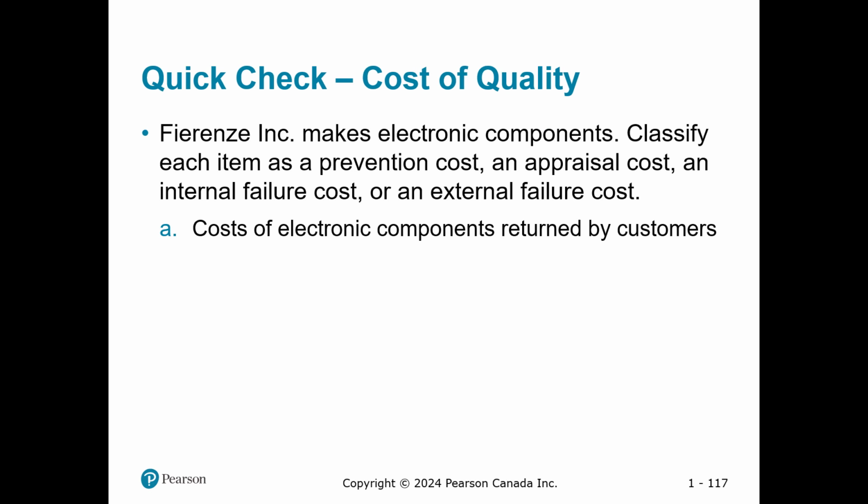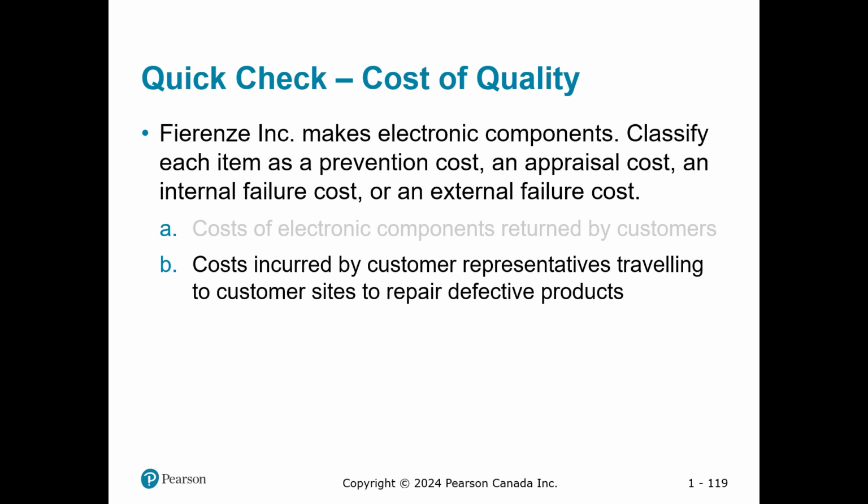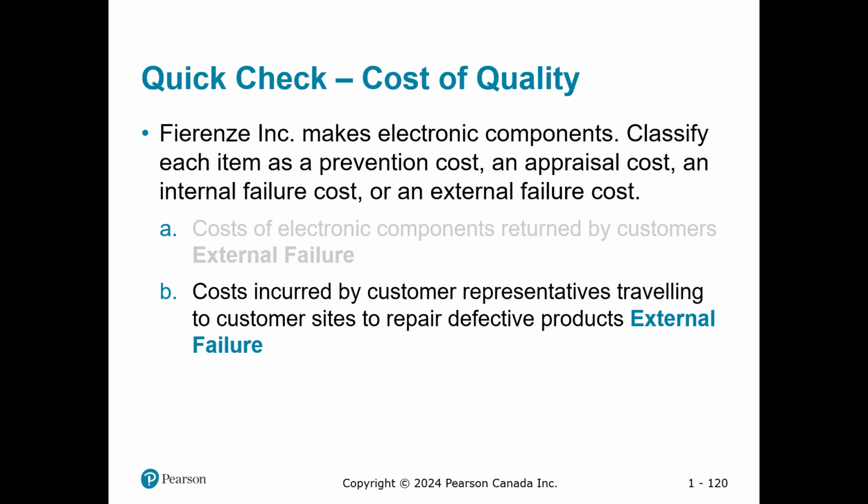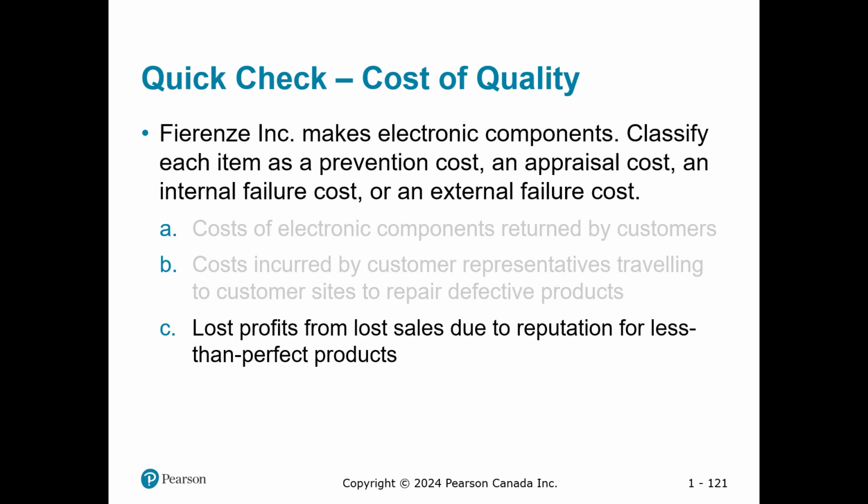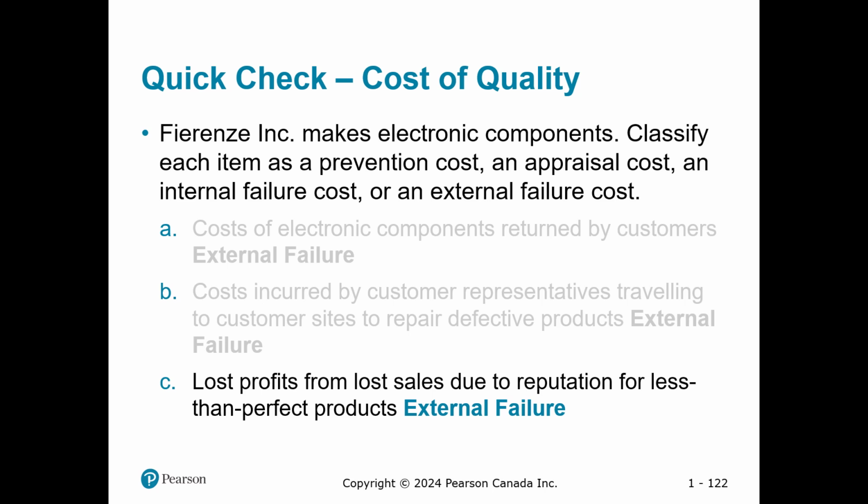So let's check your understanding of the cost of quality. So we've got a company that makes electronic components. They classify each item as a preventative cost, appraisal cost, internal failure cost, or external failure costs. A, costs of electronic components returned by customer. Well, we know that this is an external failure. Costs incurred by customer representatives traveling to customer sites to repair defective products. This is also an external failure. Lost profit from lost sales due to reputation for less than perfect products. We got external failure again.